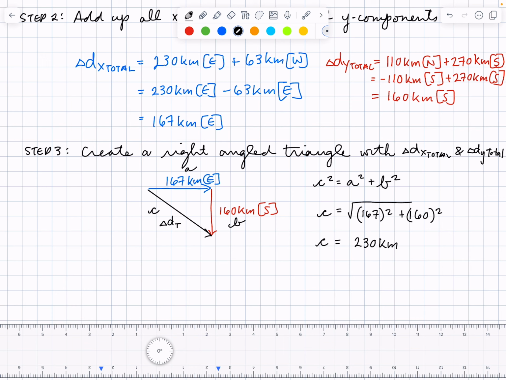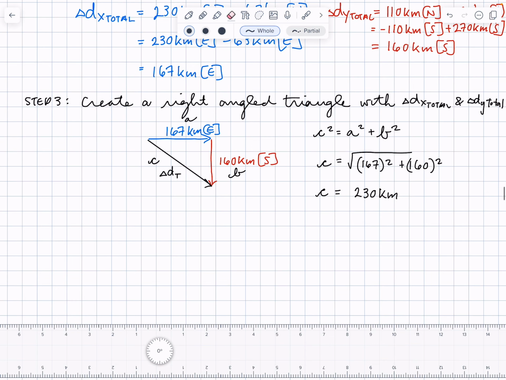Now, in order to state the total displacement, we know the magnitude is 230 kilometers, but now we'll have to state the direction. In order to do so, we need to find the angle that this vector is pointing. So we are going to use the angle and its opposite and adjacent to find the value of the angle theta inside. Opposite over adjacent forms the trigonometric ratio tan.